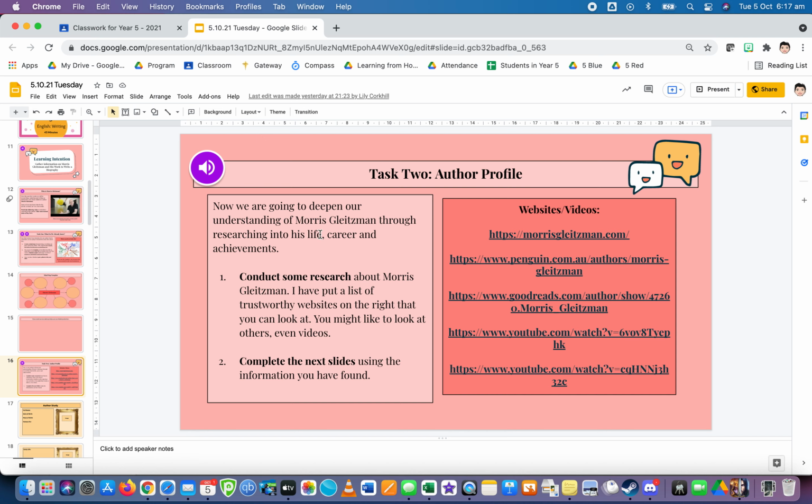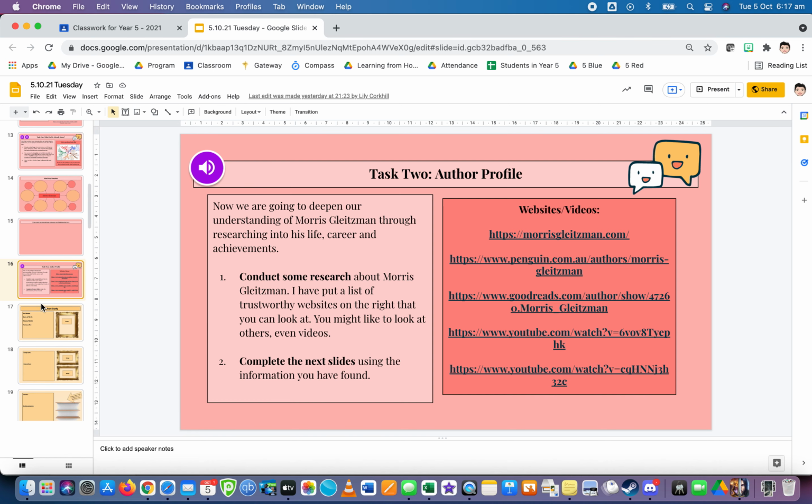And an author profile. Now we're going to deepen our understanding of Morris Gleitzman through researching into his life, career, and achievement. Conduct some research about Morris Gleitzman. I've put a list of trustworthy websites on the right that you can look at. You might like to look at others, even videos. Complete the next slides using the information you've found. So you can use any of those you want here.